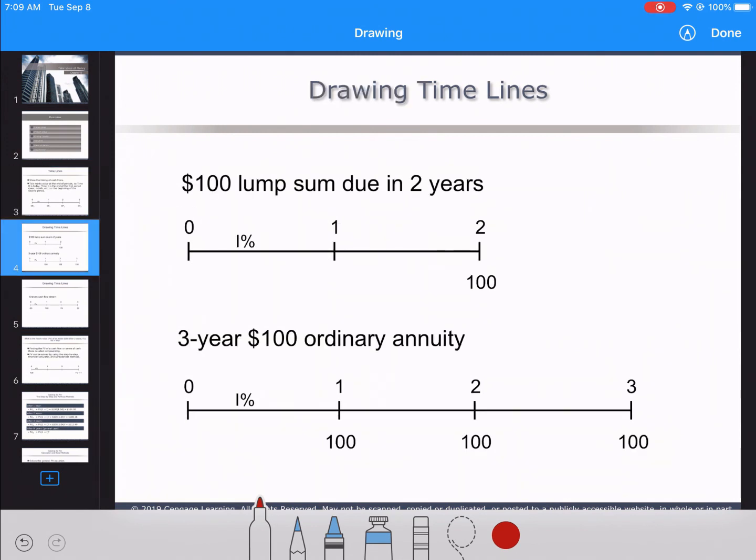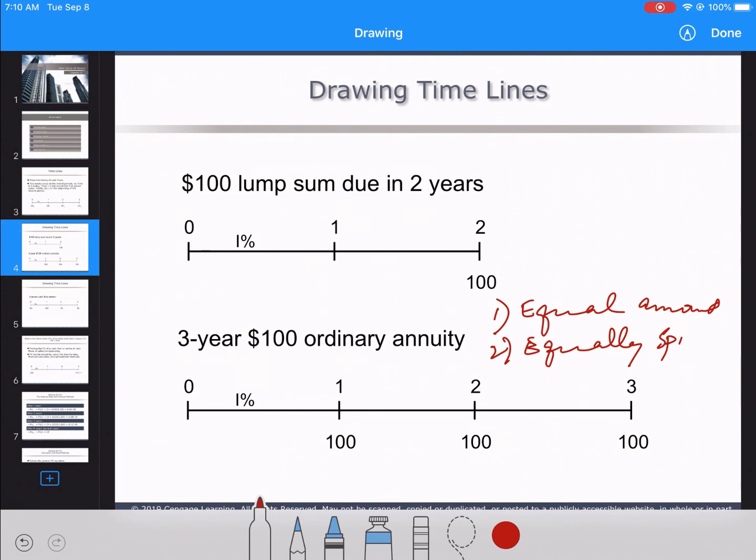Now, there can be various timelines, and when you draw the timeline, you see where the cash flows are coming in, and at that point in time you just do the needful. It's a $100 lump sum due in 2 years, so this is the amount that is due in 2 years. And then a 3-year ordinary annuity, and an ordinary annuity has two conditions. One is equal amount, and the other one is equally spaced.